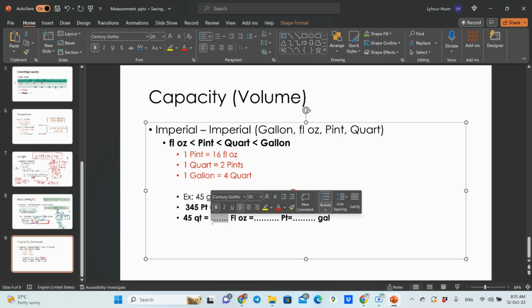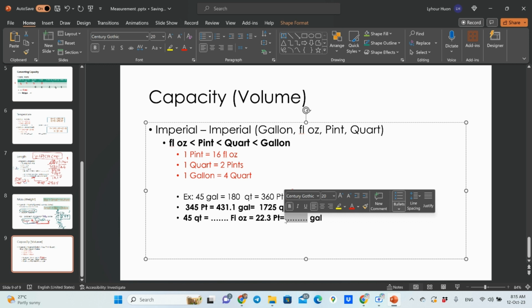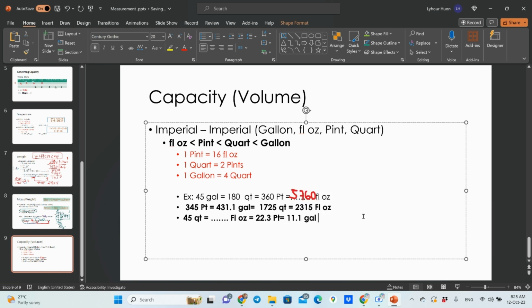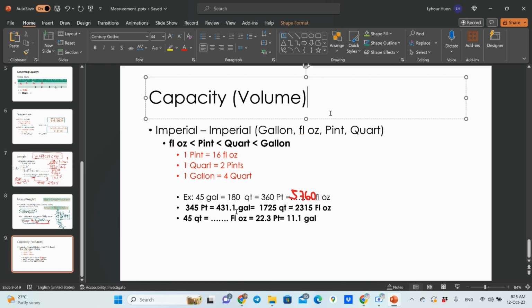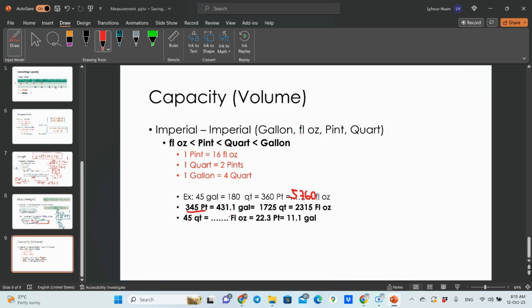And this is, wait, this is no result. 2.3 pints, and gallons is 11.1 gallons. So why is this no result? Let's figure it out. First of all, pints to gallons. How do we convert from pints to gallons?